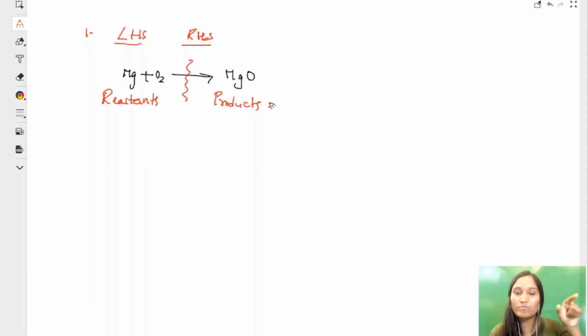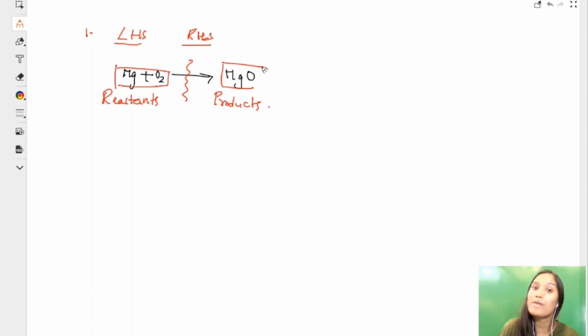What are the reactants in this particular example that we have taken? Anyone in the class, please? That's good. Samyukta is the first one who responded, and then Aglu, and then Vaishnavi. Very good, my dear students. We have magnesium and oxygen. They are the reactants, and the product is magnesium oxide. We have only one product.